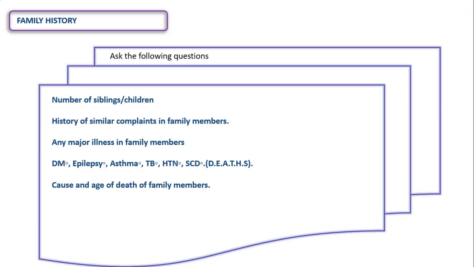You ask if any family member is diabetic, epileptic, asthmatic, has TB, or has hypertension. For example, someone comes in coughing and has fever. Then you ask, is there anyone in the family with TB? Then they tell you, no, actually, I'm nursing a relative who has tuberculosis. Then you know that it may be one of the reasons why this patient is having this problem.